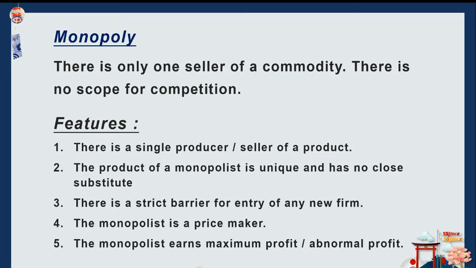We have been seeing the characteristics of market based on competition. So there are basically two types of competition, the perfect and the imperfect competition. We have already finished the perfect competition. Now let us start with imperfect competition.